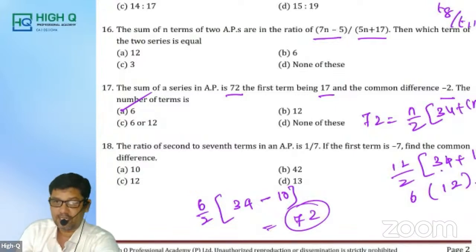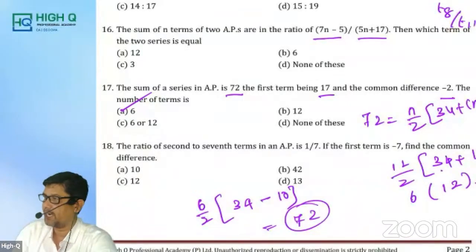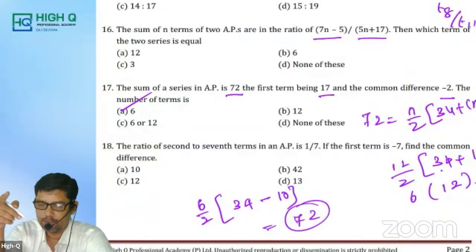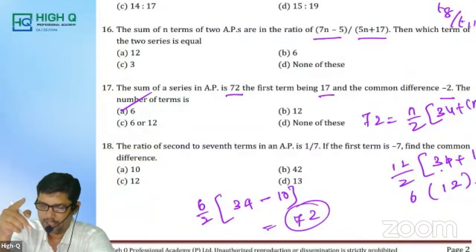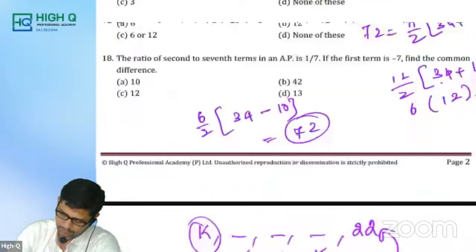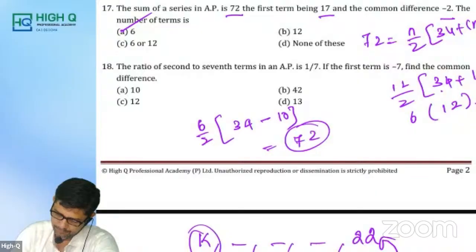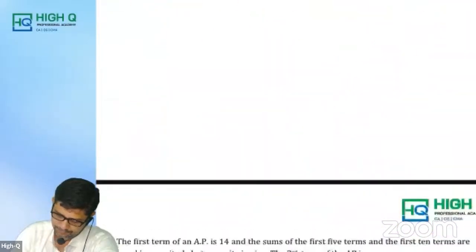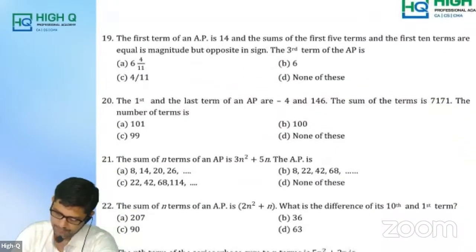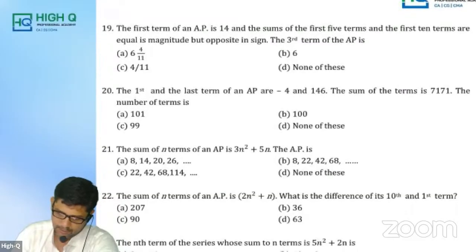But sir, 6 also satisfies, 12 also satisfies. Can I mark 6 or 12? No. Strictly the smaller one. Understood or not? Online students, you understood? Yes.